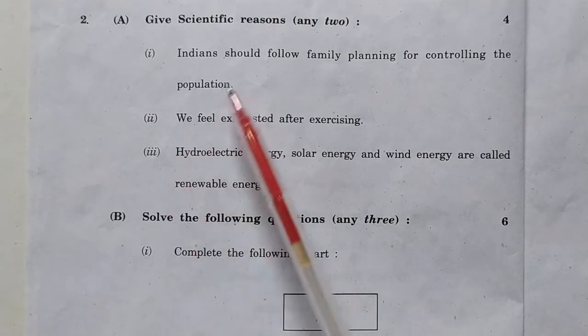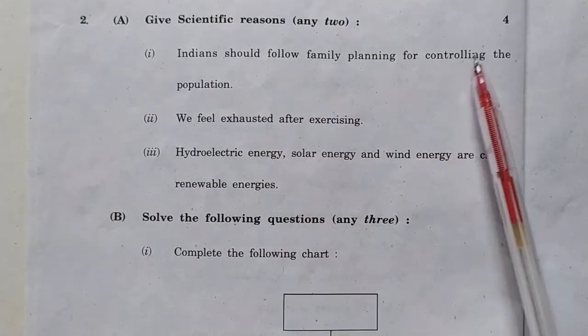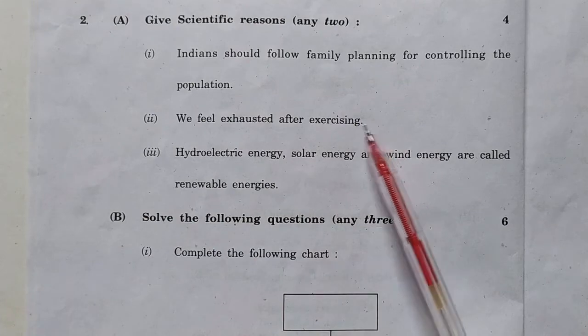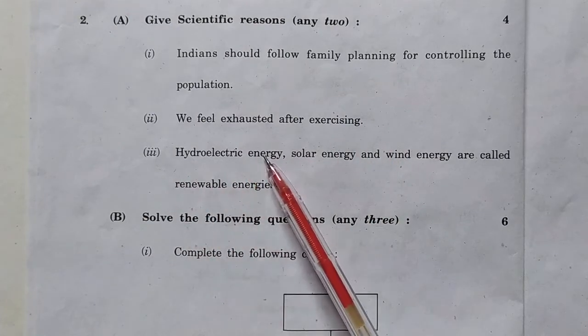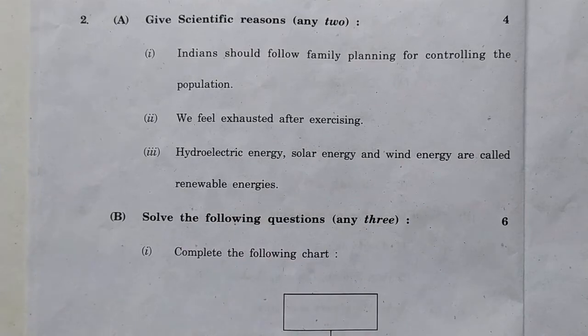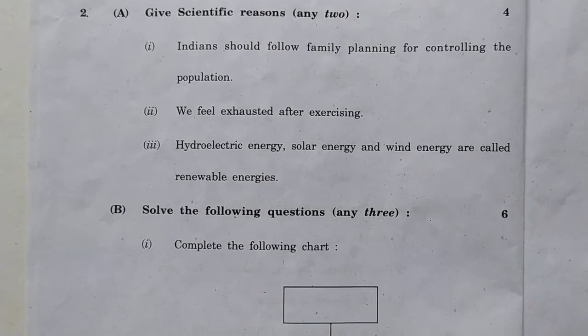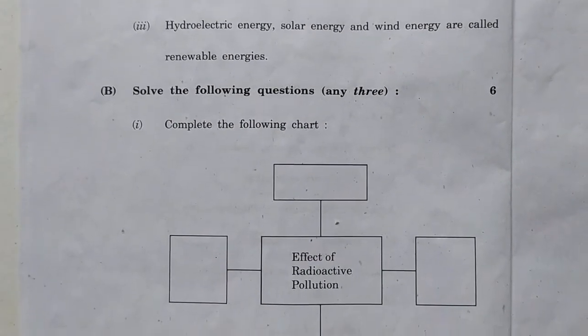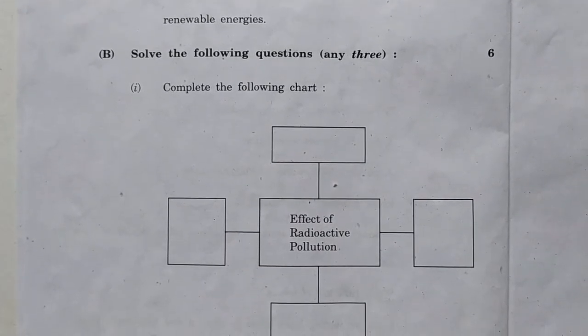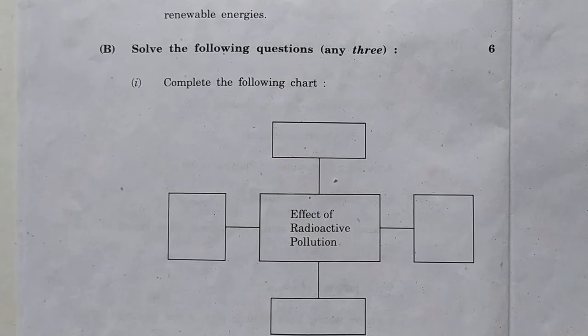First one is Indians should follow family planning for controlling the population. Second one is we feel exhausted after exercising, and third one is hydroelectric energy, solar energy and wind energy are called renewable energies. Now let's see question number 2B, and the question is solve the following questions any 3 and total marks are 6. Means each question will carry 2 marks and there are total 5 questions. So you have to attempt any 3 of them.